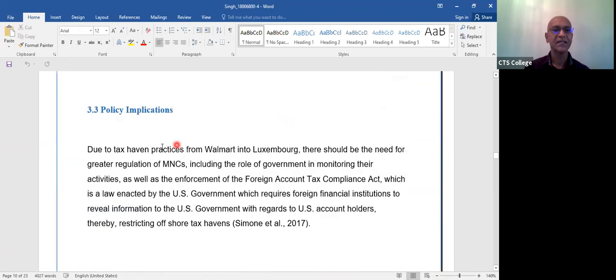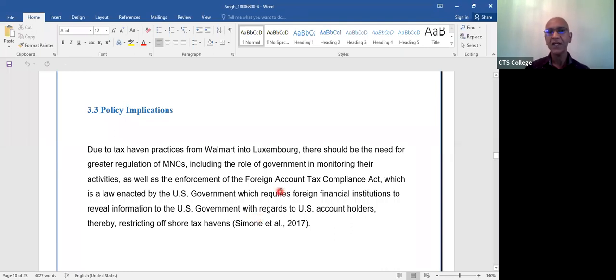The student says, policy implications. Due to tax haven practices in Luxembourg, there should be need for greater regulations, including the role of government in monitoring their activities and the enforcement of FATCA, Foreign Account Tax Compliance Act, which is a law enacted by the US government, requiring that foreign institutions declare their US accounts in foreign countries. A very good point. But could anybody identify what is missing from this policy implication?